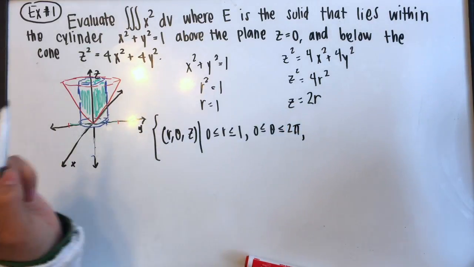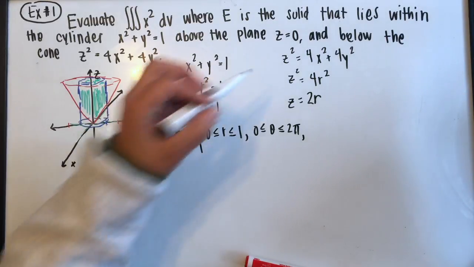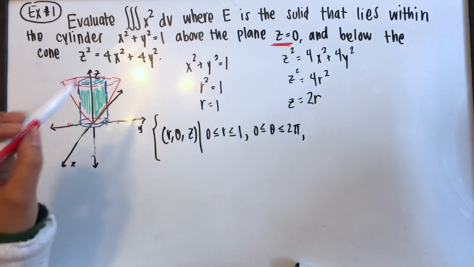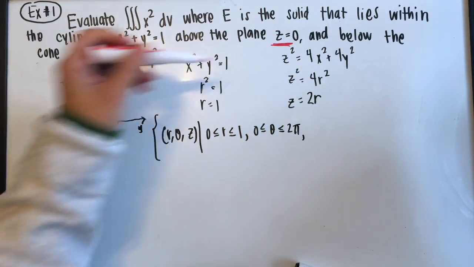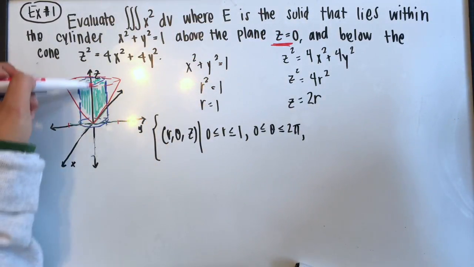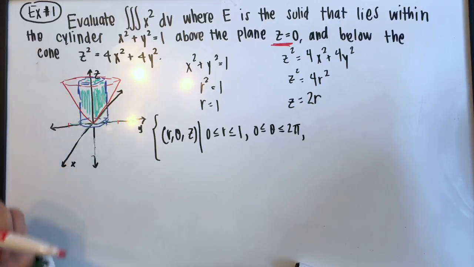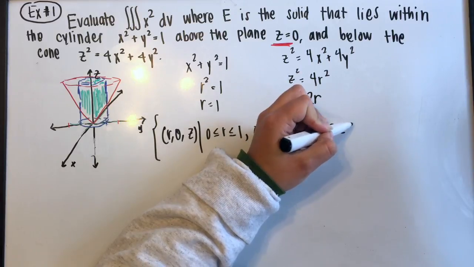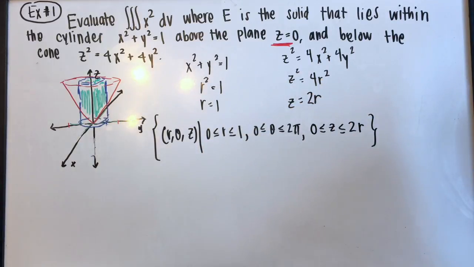And now our z. We know from this one right here that z equals 0. So z goes from 0 and up, from z equals 0 to z equals 2r, to the cone, to where the cone limits the cylinder. So our z ranges from 0 to 2r. Now that we have this, we can put it into our triple integral.